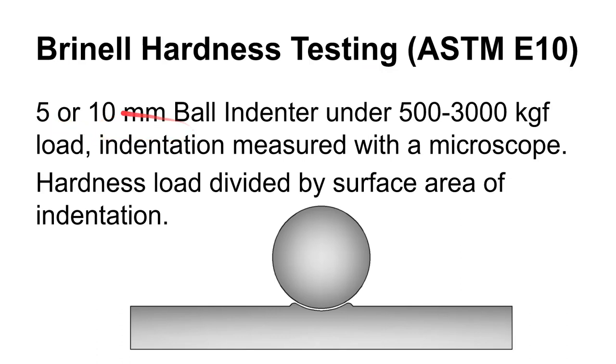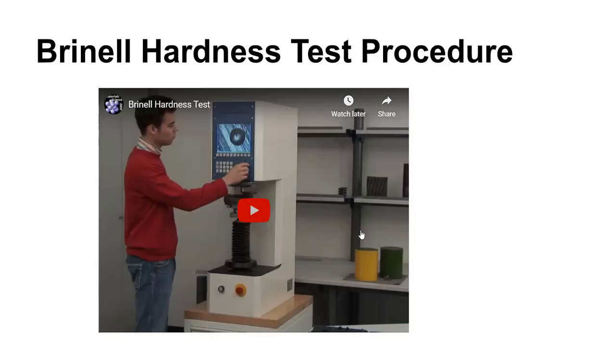We take this little ball indenter that's either a 5 or 10 millimeter indenter, and we try to push it down into the surface of the metal, or the material. And generally, these are metals. So to find the Brinell hardness, you take the load and divide it by the surface area of the indentation. So how big an indentation this ball makes compared to how much you pushed in on the material.